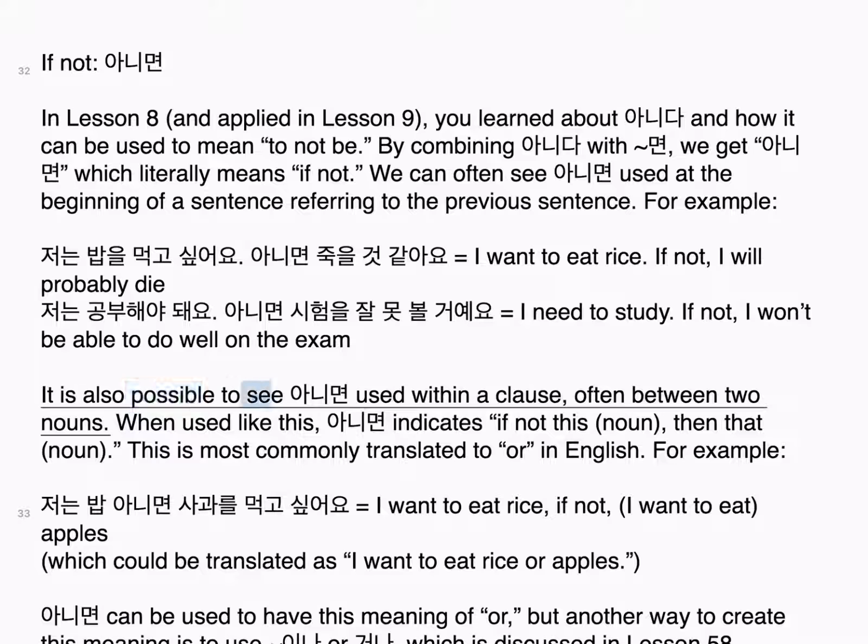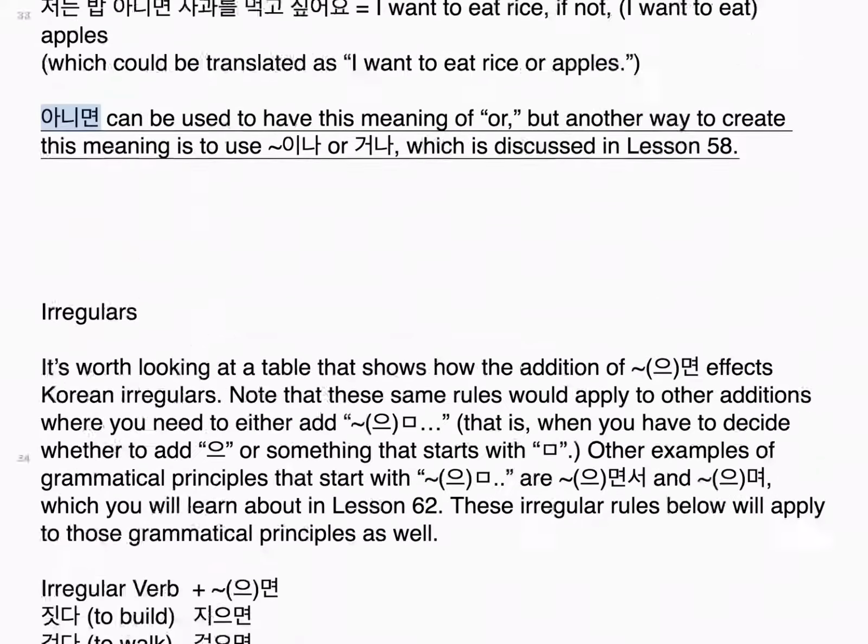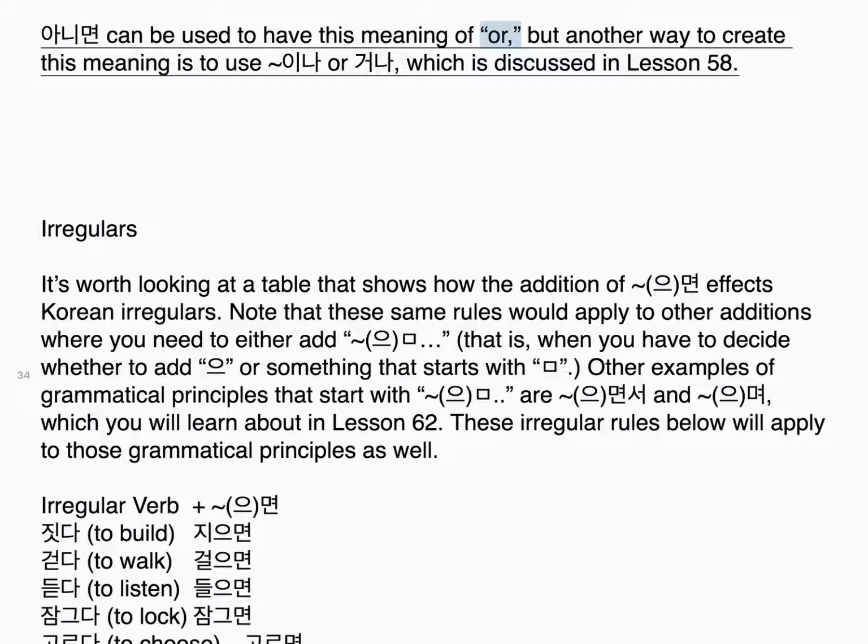It is also possible to see 아니면 used within a clause, often between two nouns. When used like this, 아니면 indicates if not this noun, then that noun. This is most commonly translated to or in English. For example, 저는 밥 아니면 사과를 먹고 싶어요. I want to eat rice. If not, I want to eat apples, which could be translated as I want to eat rice or apples. 아니면 can be used to have this meaning of or, but another way to create this meaning is to use 이나 or 거나, which is discussed in Lesson 58, Irregulars.